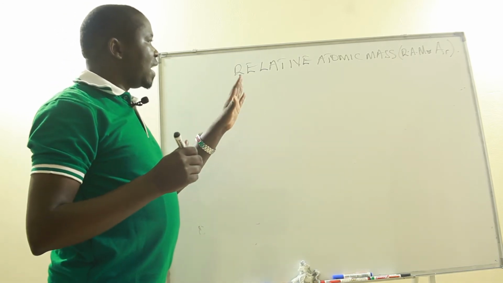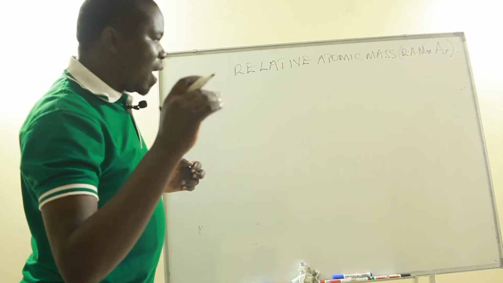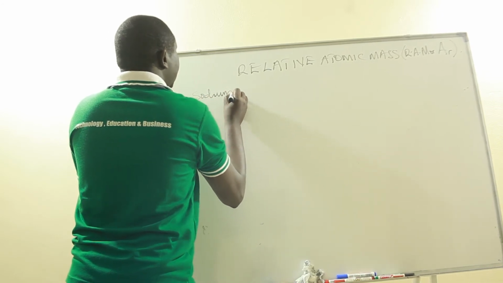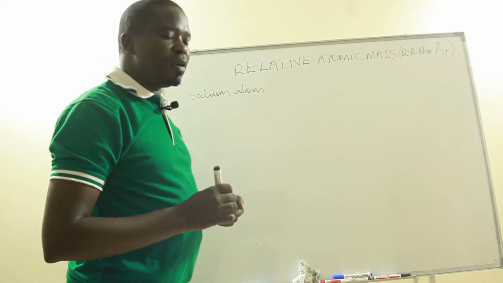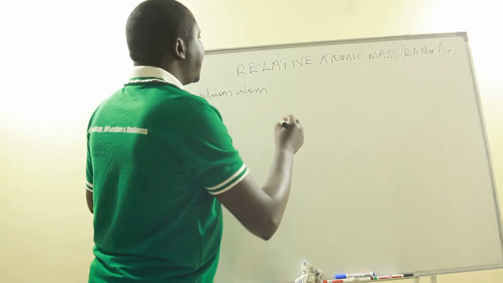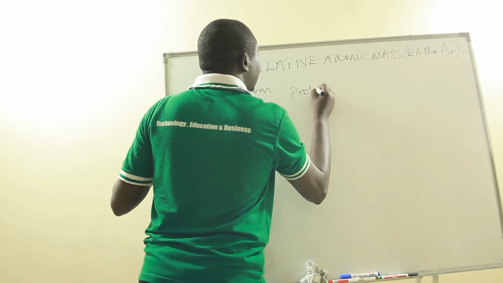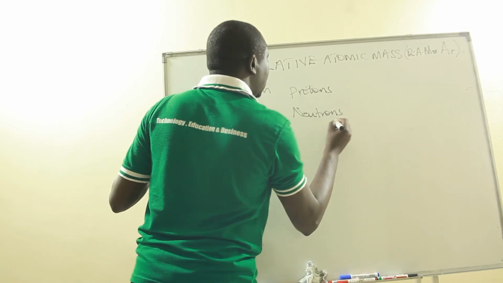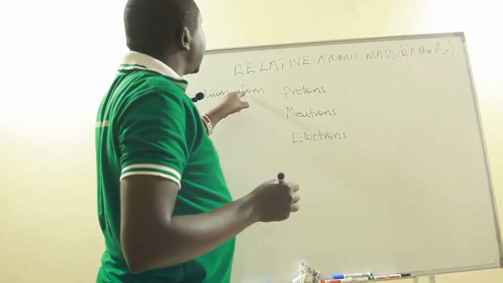Now, for us to understand relative atomic mass, we need to firstly digest and look at this. Let us pick one atom, a sodium atom. In an atom of an element, we have what we call subatomic particles. Those subatomic particles are the protons, the neutrons, and then the electrons.